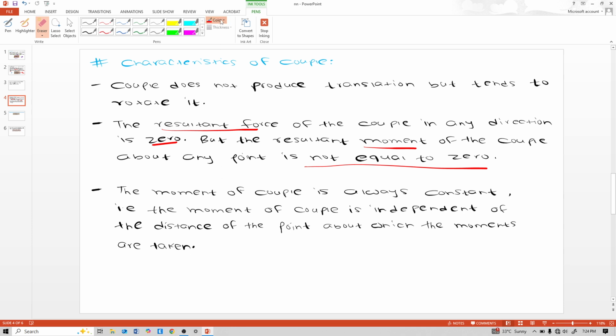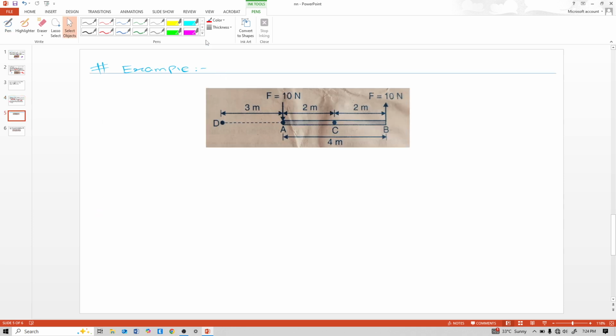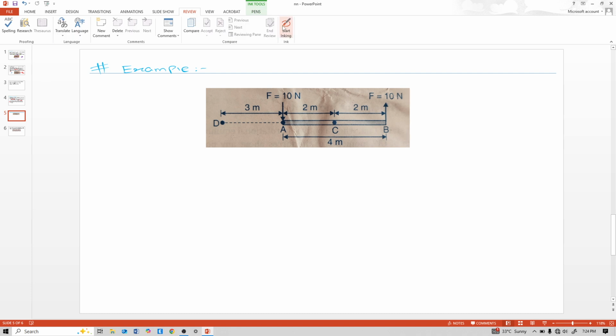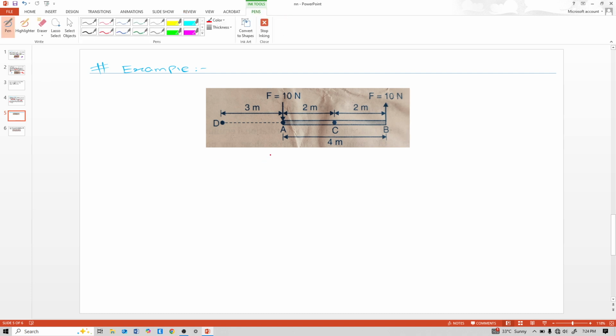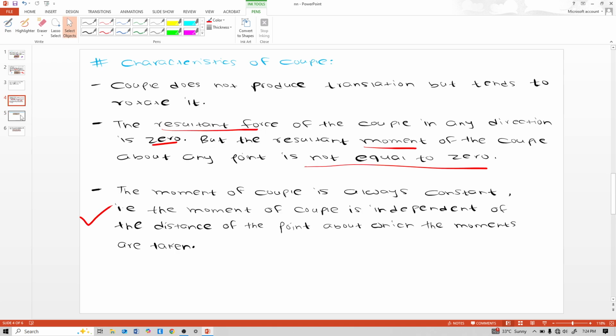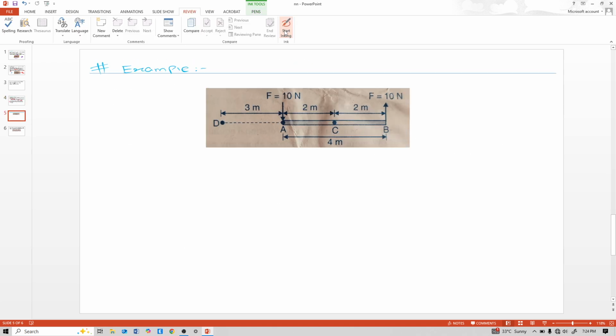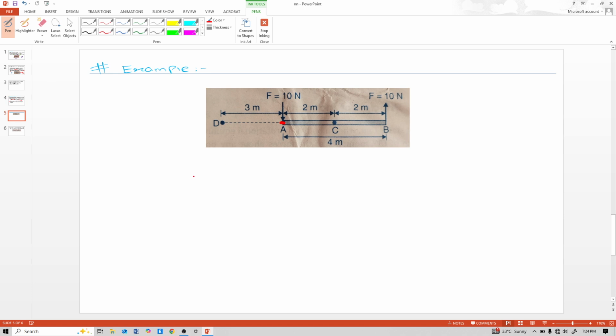So I will explain this statement in our next slide. First of all, what is this statement? I will explain it now. First of all, I will calculate moment at A point. See this A point, and moment at A point is equal to, see this 10 Newton force acting at point B, and it is in the upward direction.